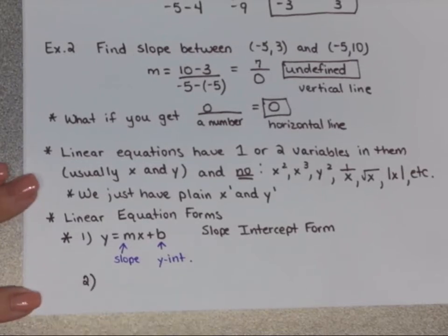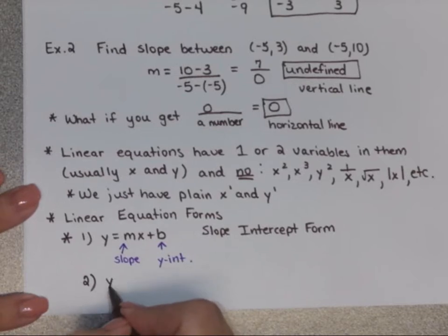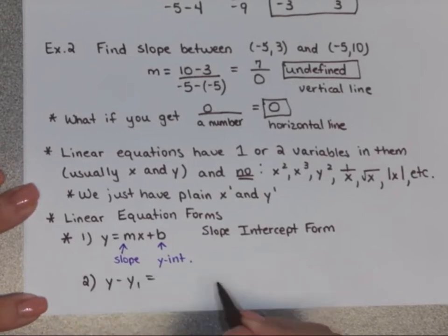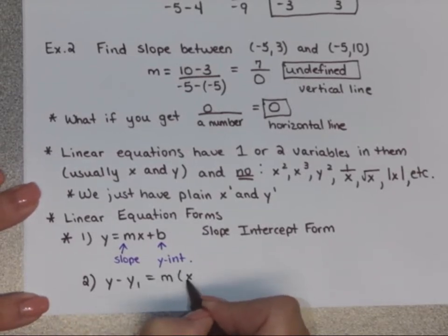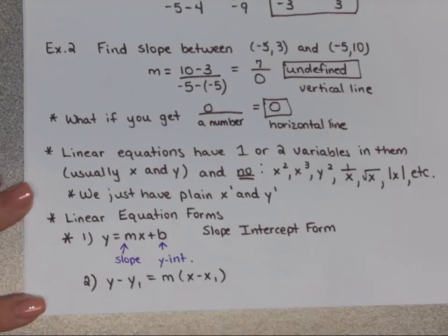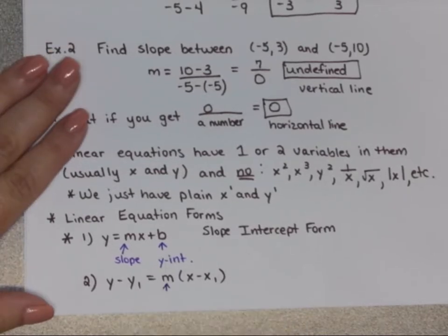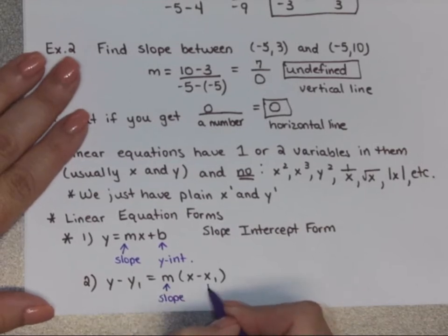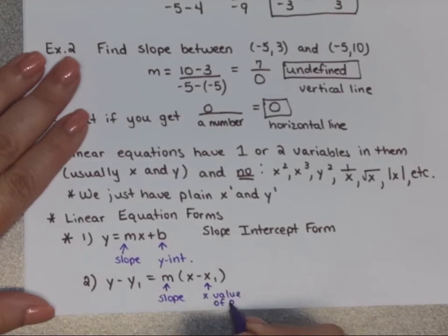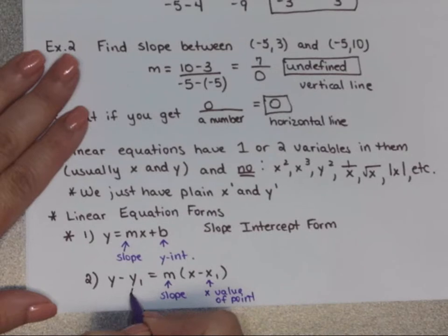All right, here is the second format. It looks like this: y minus y1 equals m times parentheses x minus x1. There's a little bit more to this one. But m is still the what? What is m always reserved for? Yeah, m is always the slope. And then x1 is the x value of the point, and y1 is the y value of the point.